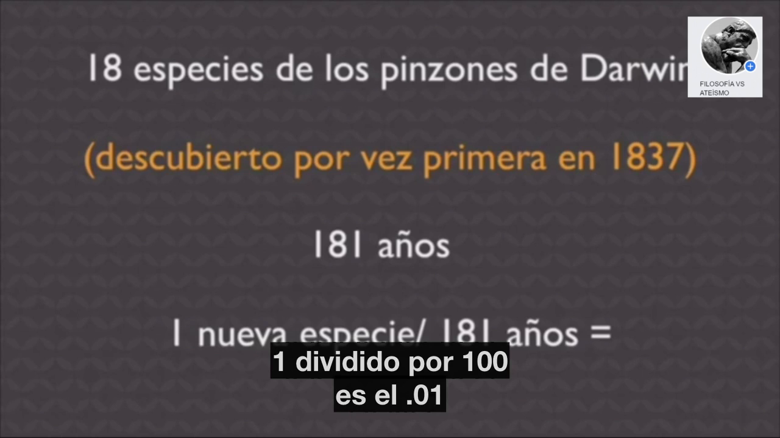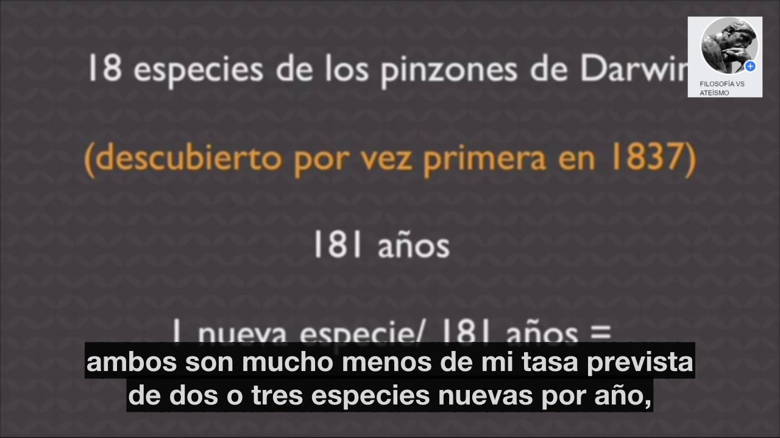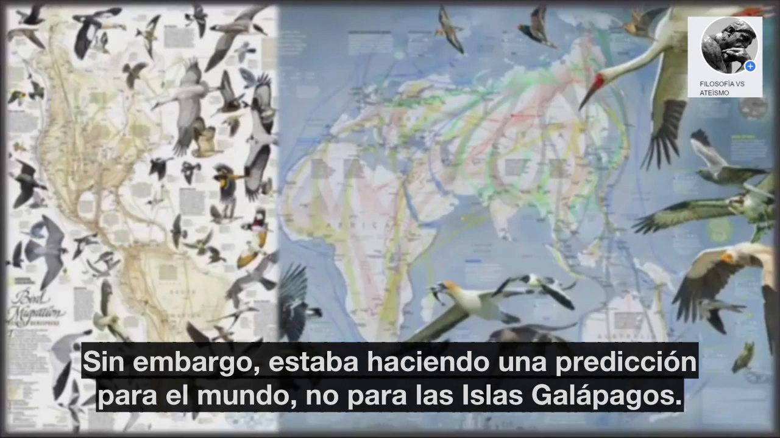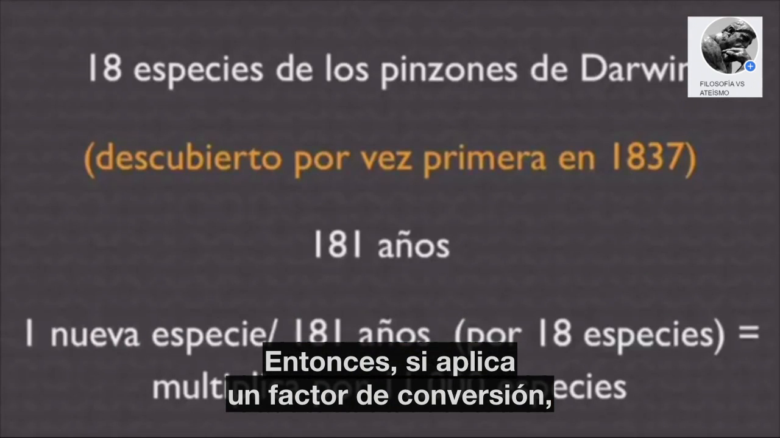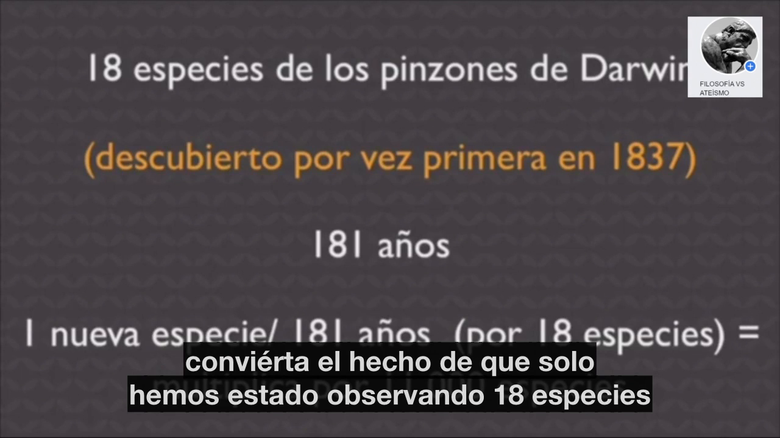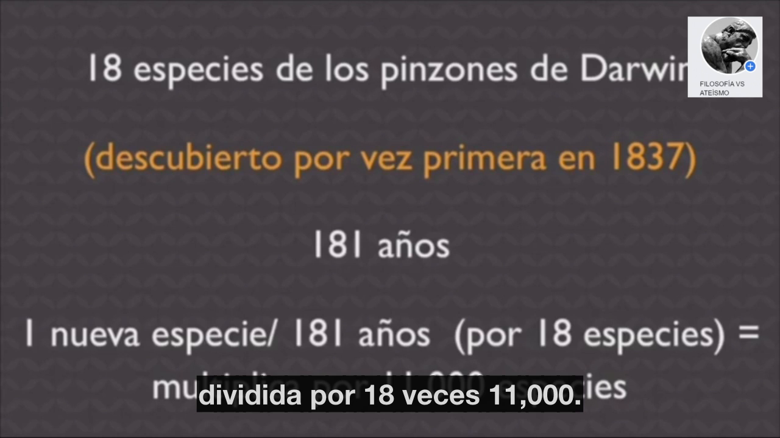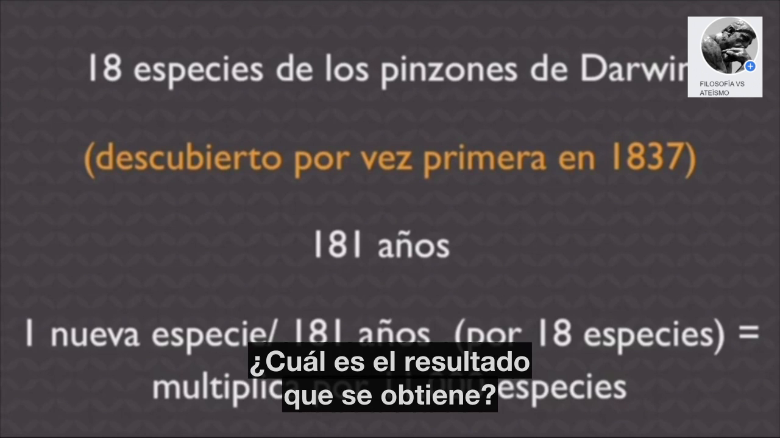1 divided by 100 is 0.01. 1 divided by 200 is 0.005. Both of those are a whole lot less than my predicted rate of 2 to 3 new species per year. However, I was making a prediction for the globe, not for the Galapagos. And so if you apply a conversion factor, convert the fact that we've been looking just at 18 species and apply that rate to the rest of the globe, dividing by 18 times 11,000, what's the result that you get?